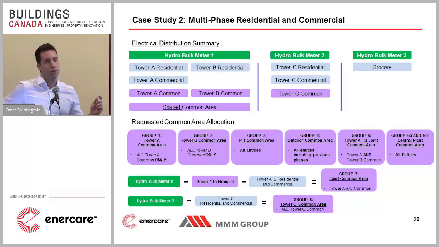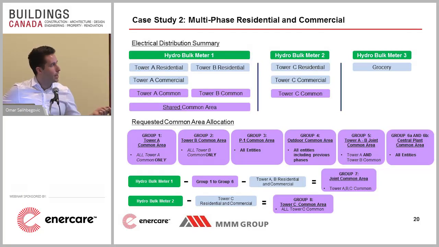Okay, what else? There's common areas that were Tower A, B, and C, all shared. How do we determine those? So we take this hydro bulk meter number 1 and we subtract everything under that bulk meter. That is Tower A, Tower B, residential, their own common areas, the P1 common, the outdoor common, and the result is what we call this joint common area. That's Tower A, B, and C, everything joint.